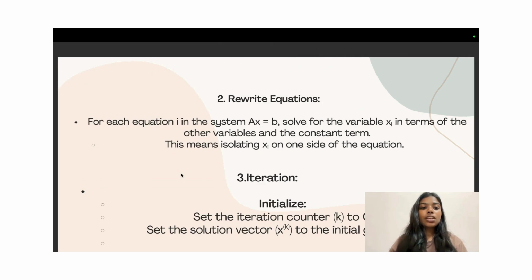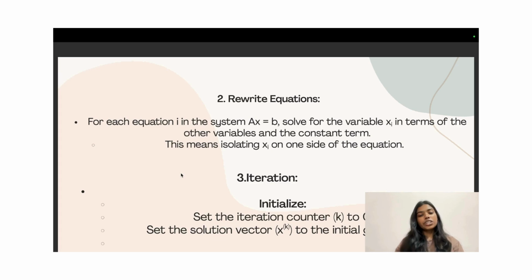Second is to rewrite the equations. For each equation in the system Ax = b, solve for the variable xi in terms of the other variables and the constant terms. This means isolating xi on one side of the equation. Then initialize: iteration counter k = 0, solution vector xk = x0, that is, the initial guess.